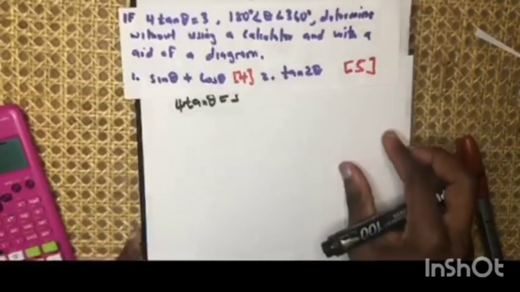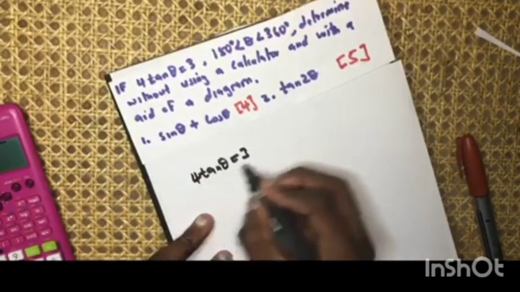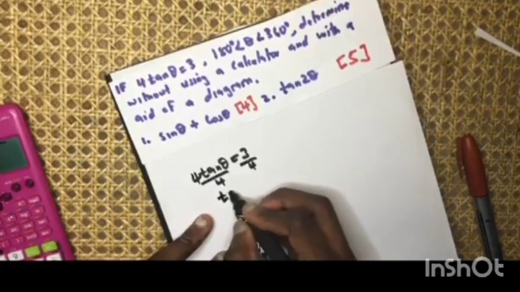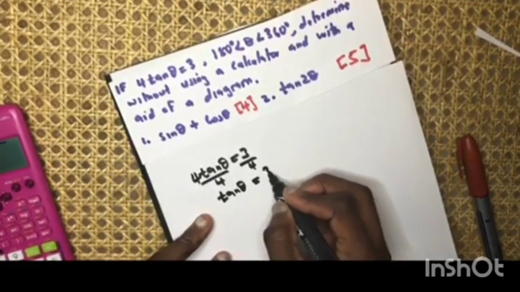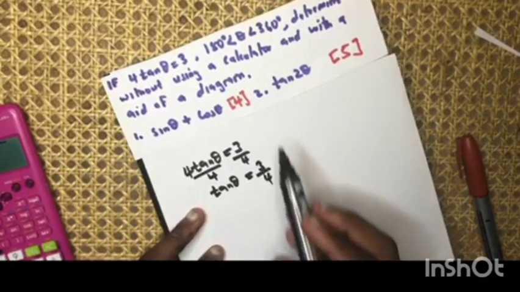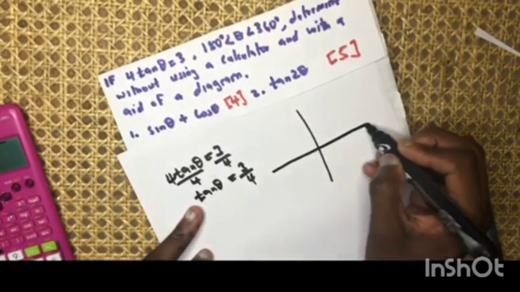First, I need to isolate a tan. So I'm going to divide by 4 both sides. So tan alpha is equal to 3 over 4. Understand? So then I consider the diagram. So I make my sketch here.